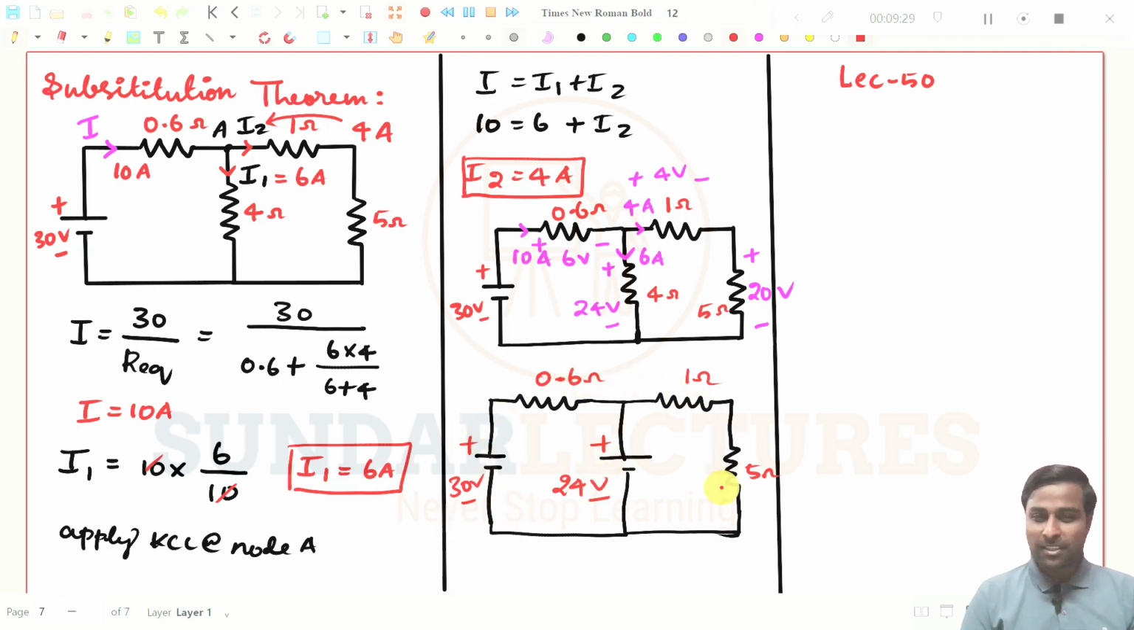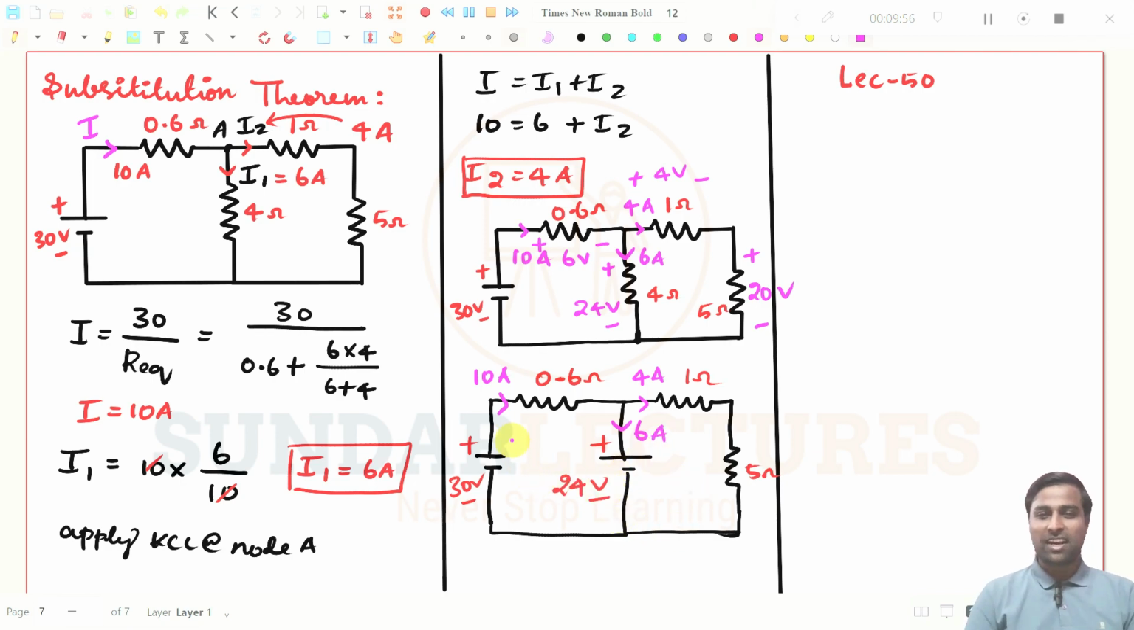And if you simplify this problem to get what is the current in every resistor, it will be same. Here you will get 10 amperes and here you will get 4 amperes. And through this branch, this is 10 amperes, this is 4 amperes, and through this branch, obviously you will get 6 amperes. Try to understand.